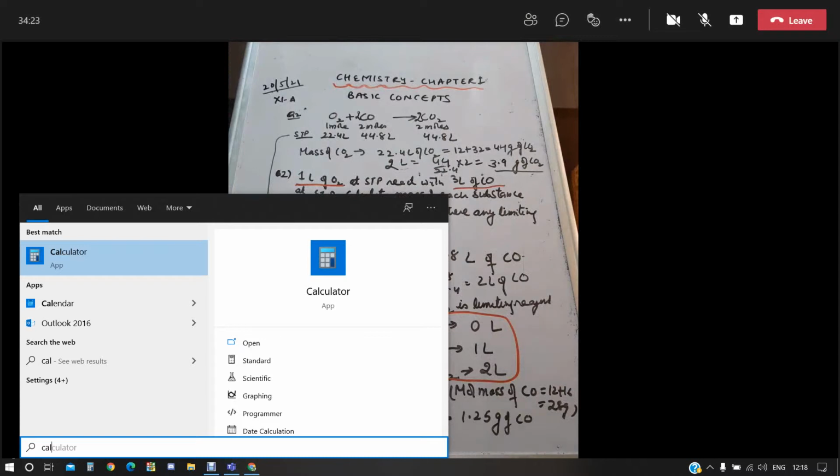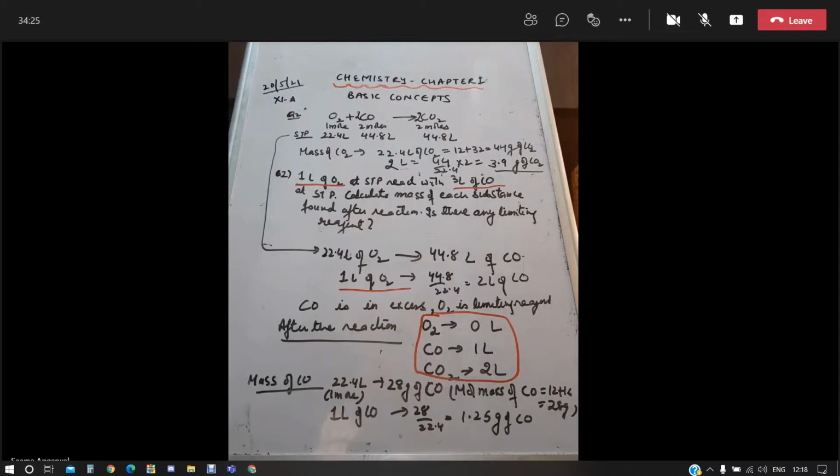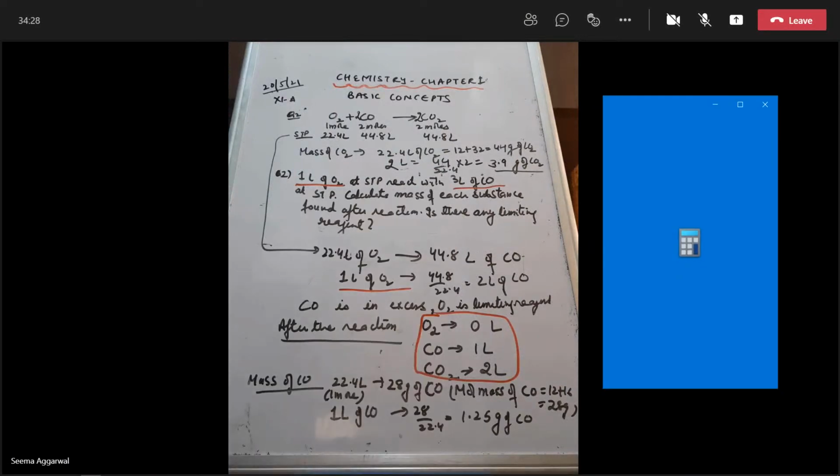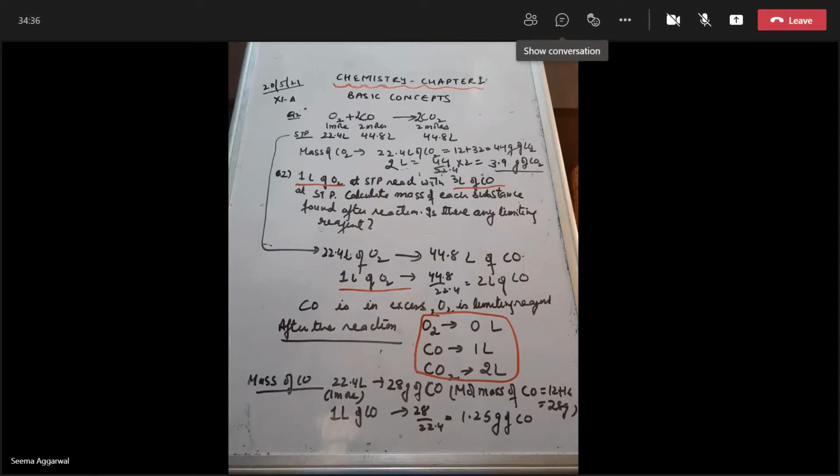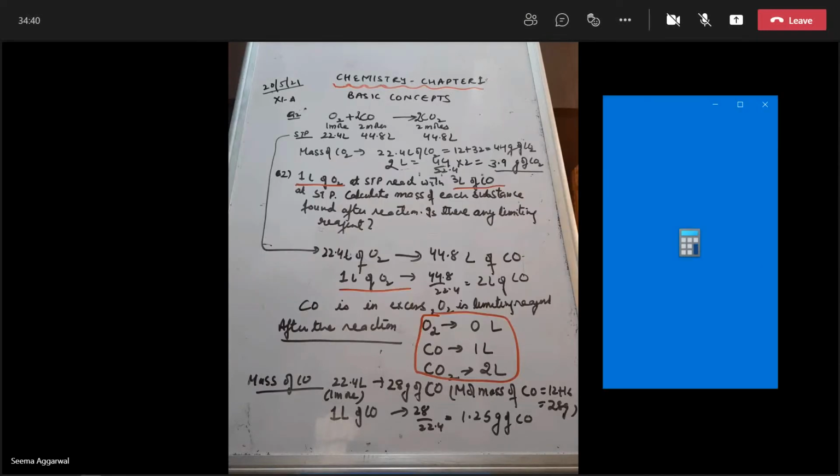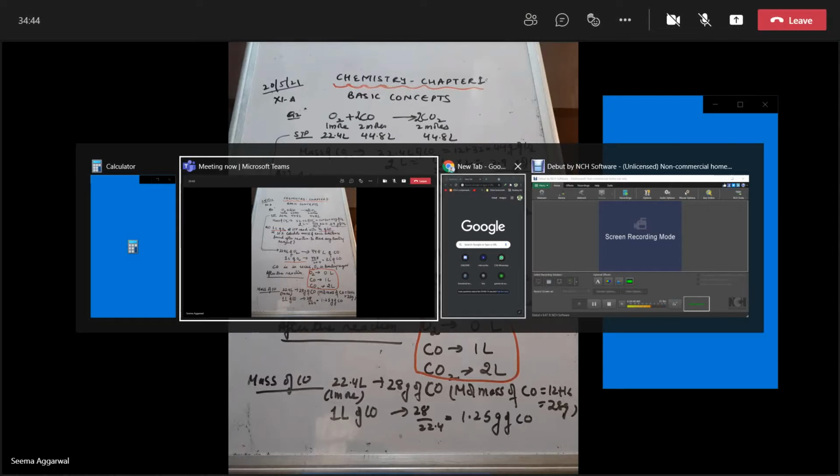Just check the answer. Yes, it is 3.9 gram. Clear? Okay. Now we are going to do few definitions as well as this is a very important topic. Again, the topic we are doing because this is also widely used in class 12th.